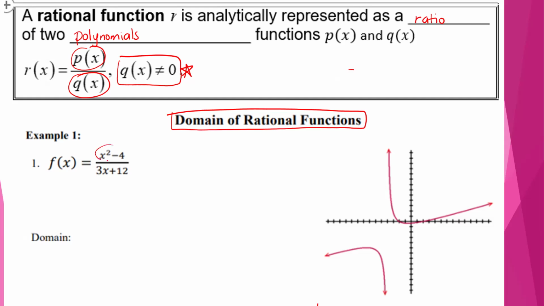Now, the numerator doesn't ever matter. I can put any number in the numerator I want and get an output, right? Now we've got to be careful down here, right? What can't I have? The denominator cannot equal 0, right? So we have to find what value of x will make my denominator equal 0. So 3x plus 12 cannot equal 0. 3x cannot equal negative 12, divide by 3. X cannot equal negative 4.